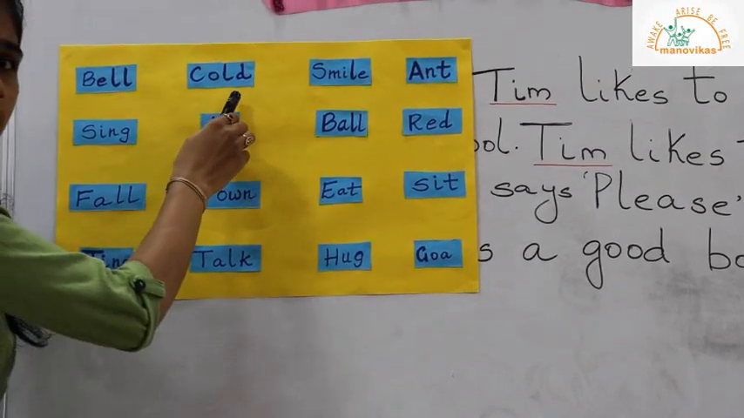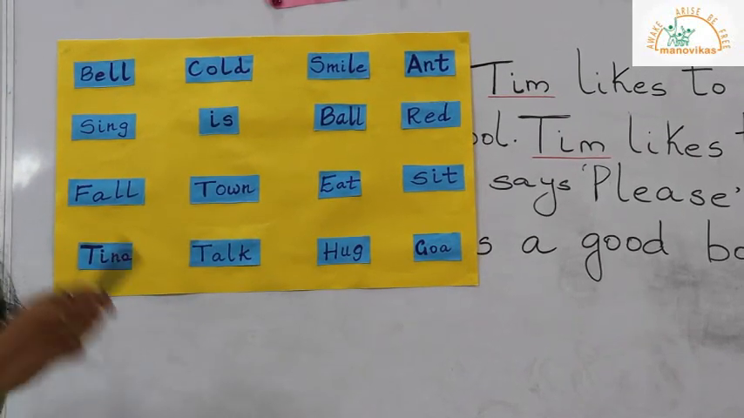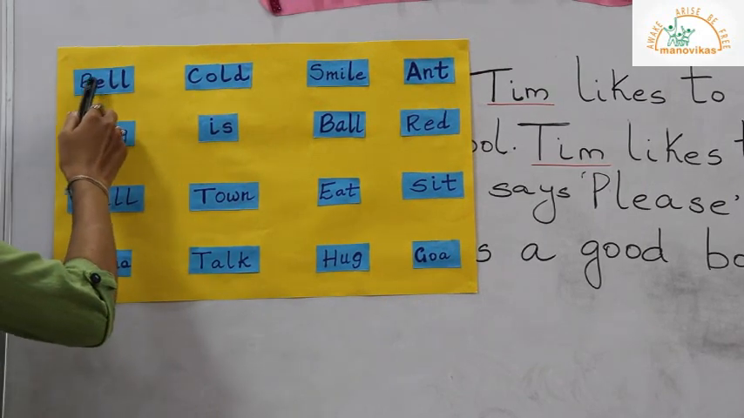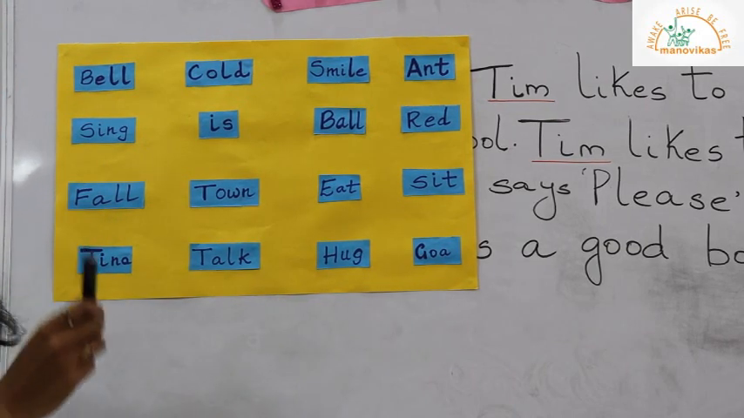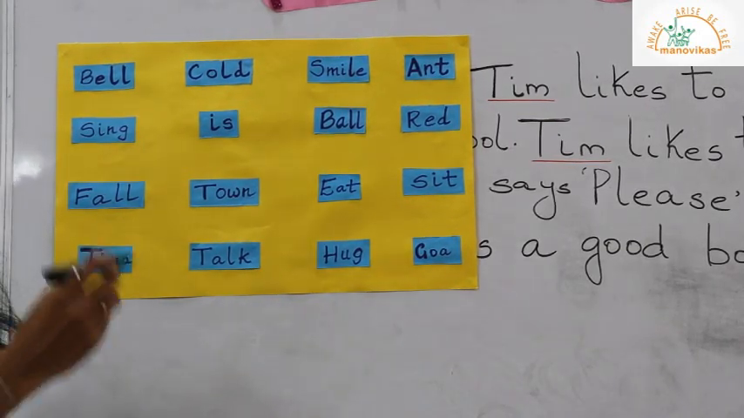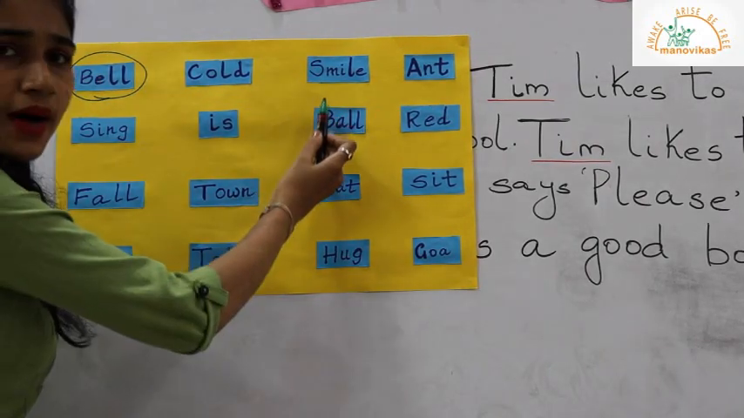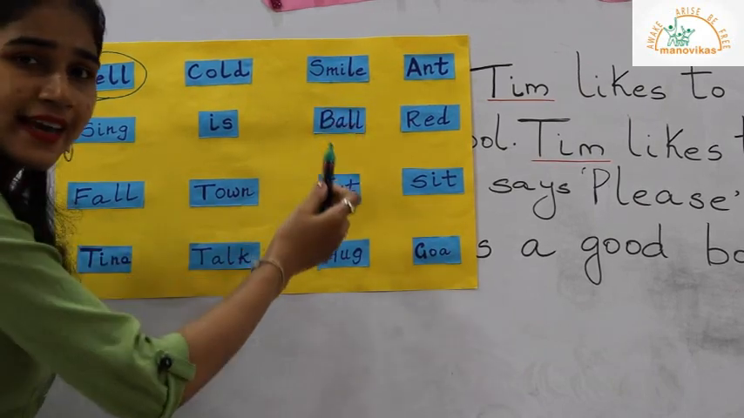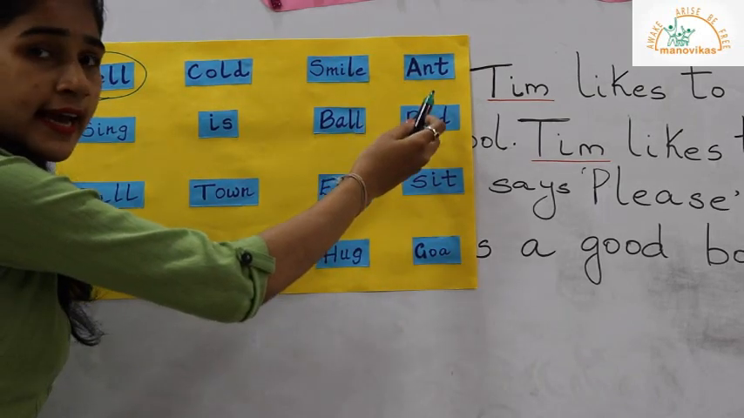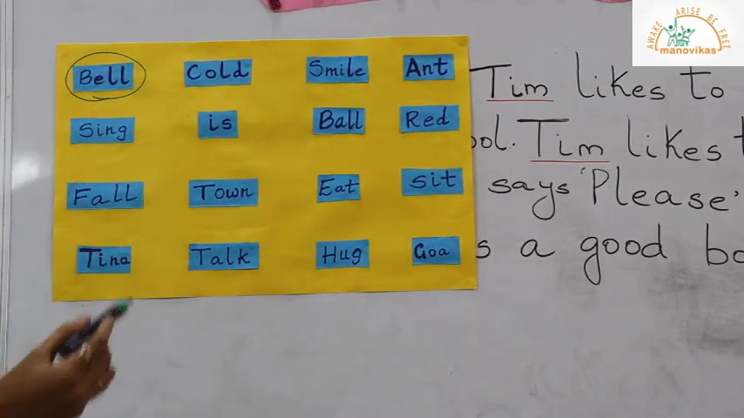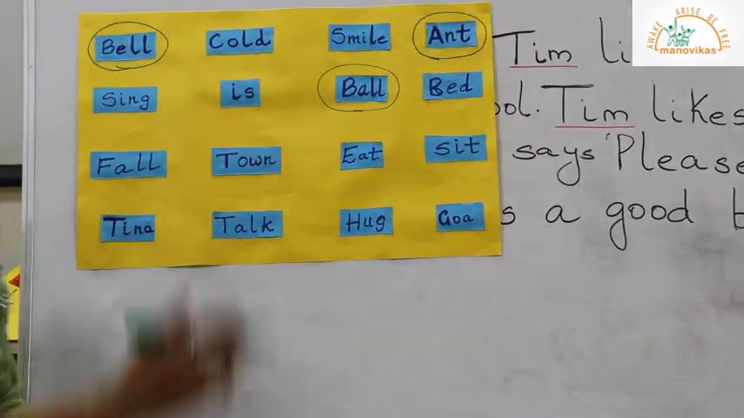Is cold a noun? Is it a naming word used for a person, place, animal or thing? No. But what about bell? B-E-L-L, bell? Yes, it is a noun. Bell is a thing. So we will circle bell. What about smile? Is smile a noun? No. Ant? A-N-T, ant? Yes, it is a noun. So we circle ant. Look at this next line.